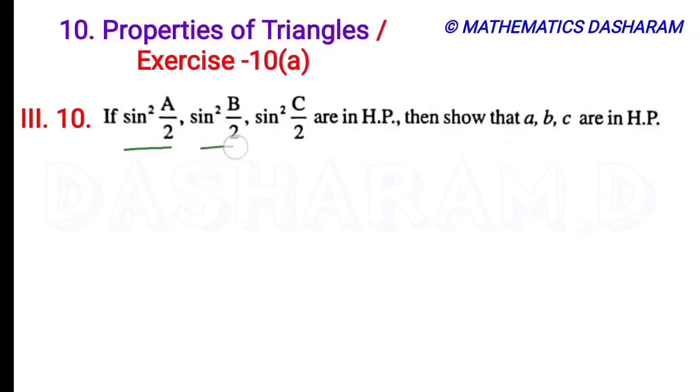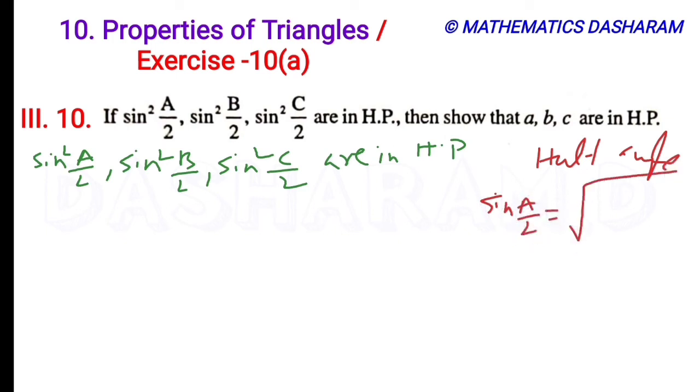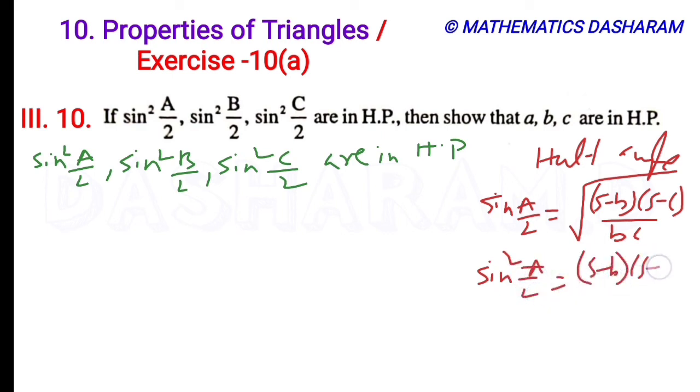10th question: if sin square A by 2, sin square B by 2, sin square C by 2 are in HP, HP means harmonic progression, then show that a, b, c are in HP. So the half angle formula is sin A by 2 equals under root of s minus b into s minus c divided by b into c. Then sin square A by 2 equals, the square root will get cancelled, so s minus b into s minus c divided by bc. Similarly, we can write sin square B by 2 and sin square C by 2 formulas.